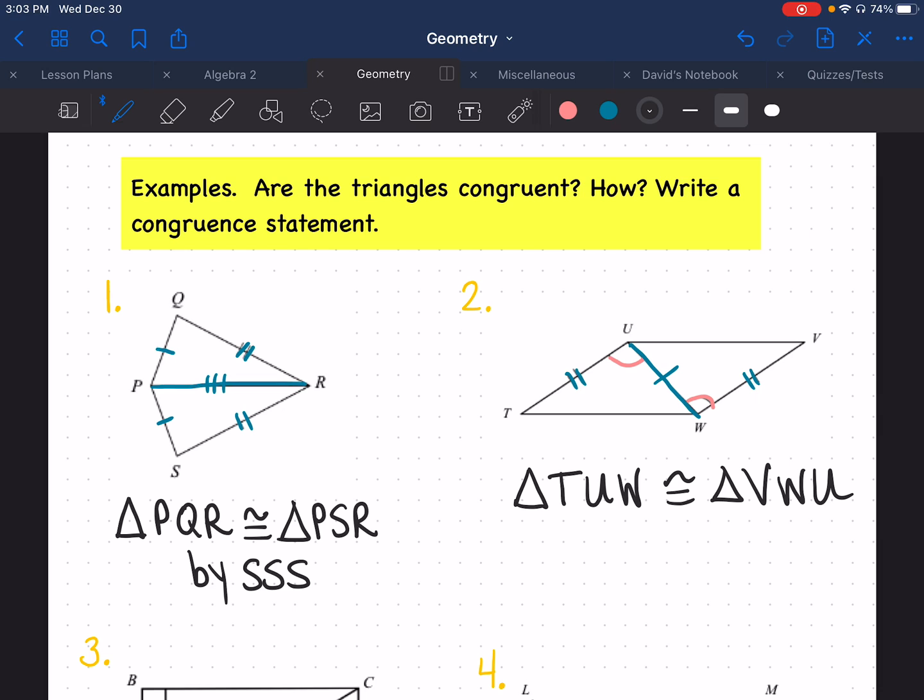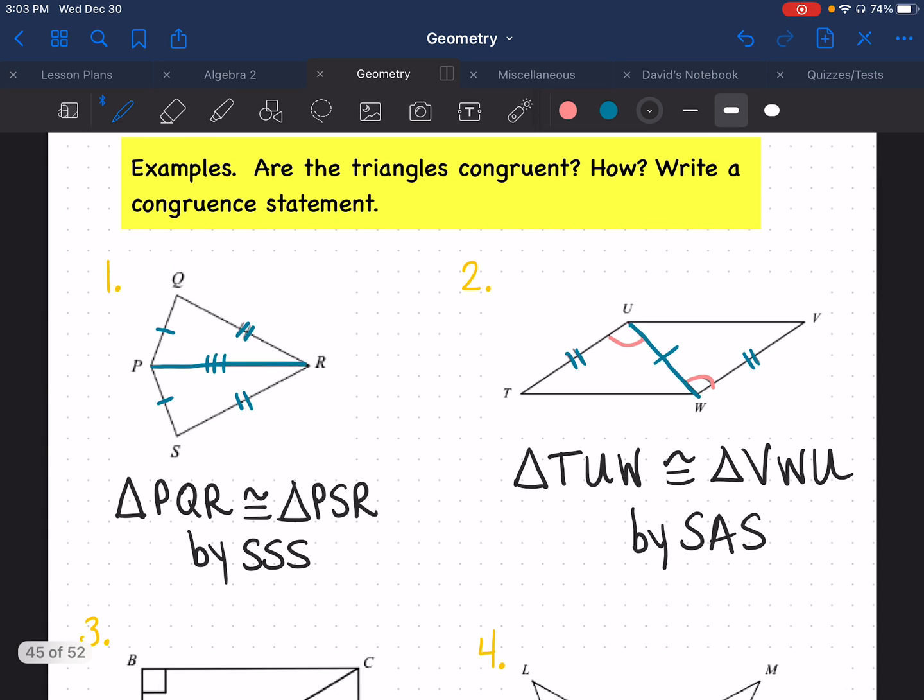Remember, U and W need to be in the same place because they are equal to each other. I started in this corner here and went up, so I had to start in this corner and come down to the W. That's how I knew how to go. And of course, we already said by side, angle, side. I have just a couple more.